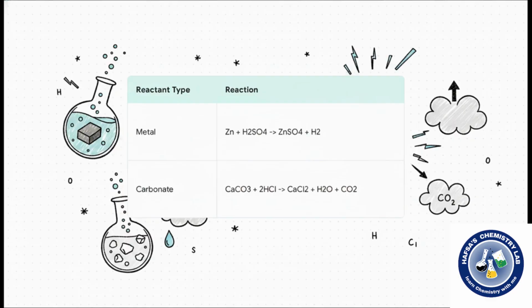Now, what happens if we use a carbonate instead? Well, if we take calcium carbonate and react it with hydrochloric acid, the results are entirely different. We get calcium chloride, sure, but we also yield water and carbon dioxide gas, CO2. The acid literally dismantles the structure to release these gases.